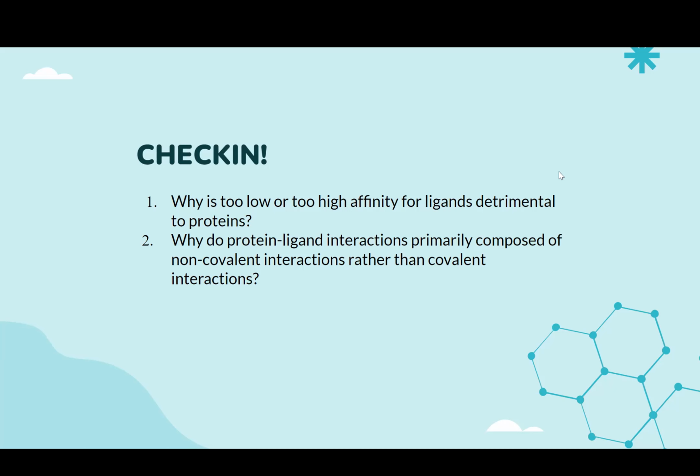Number two, why are protein ligand interactions primarily composed of non-covalent interactions rather than covalent interactions? They're non-covalent. That way the affinity is not too high and it can let go of it again. Yeah, basically. And the problem with covalent is it takes too much energy to form them and destroy them. So it's better to not form covalent interactions for protein ligand interactions. That way they're fast. And so that's the end of my section.